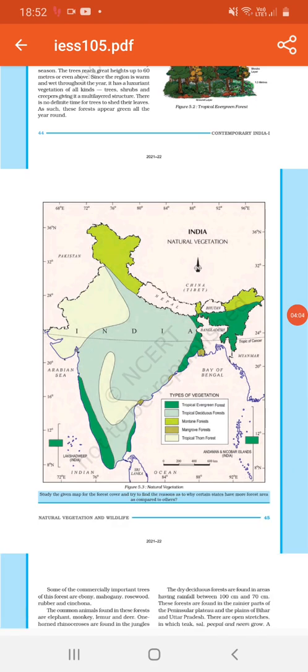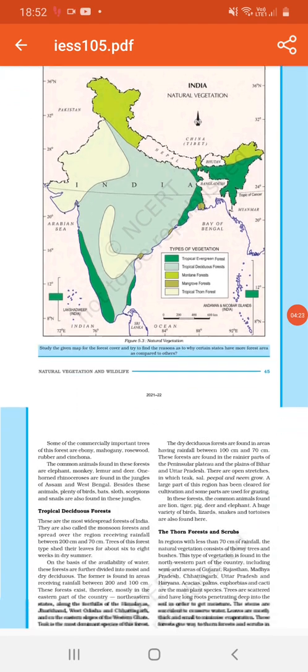Tropical evergreen forests are restricted to heavy rainfall areas. They are at their best in areas having more than 200 centimeters of rainfall with a short dry season. Some of the commercially important trees of this forest are ebony, mahogany, rosewood, rubber and cinchona. The next is tropical deciduous forest.